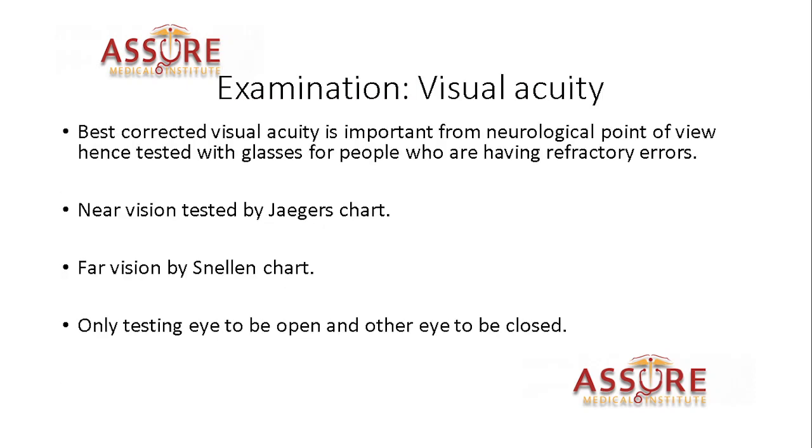Coming next to visual acuity. From a neurological point of view, the best corrected visual acuity is more important. We are not worried about refractive errors in neurology, even though they are important for a patient. So we will be testing with their best corrected vision, with glasses. We test near vision with Jaeger's chart and far vision with Snellen's chart, with one eye open and the other eye closed during testing of visual acuity.